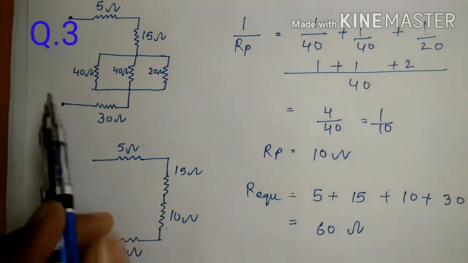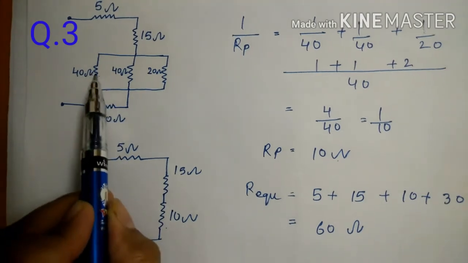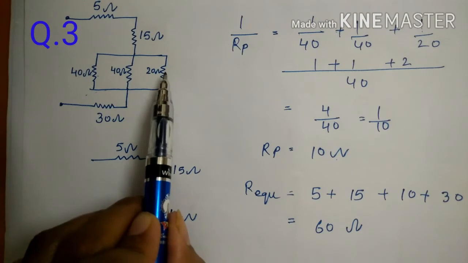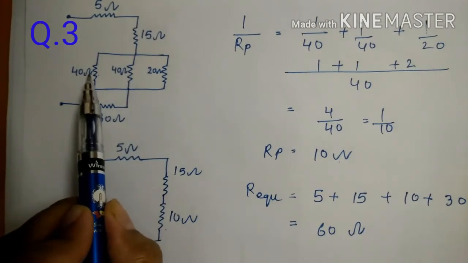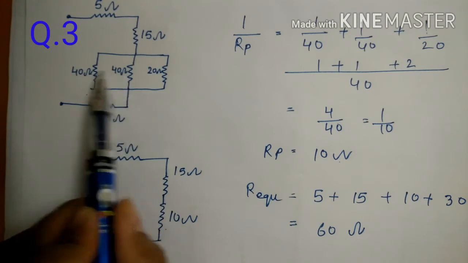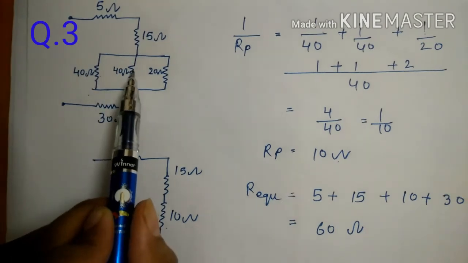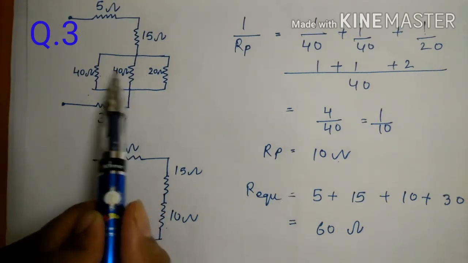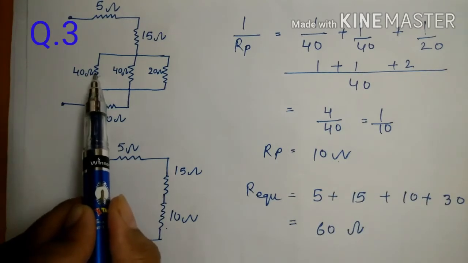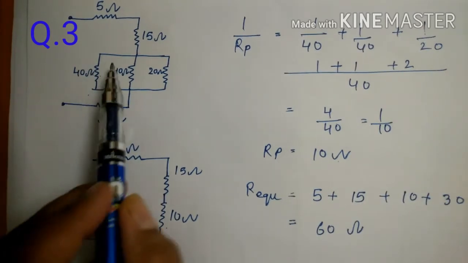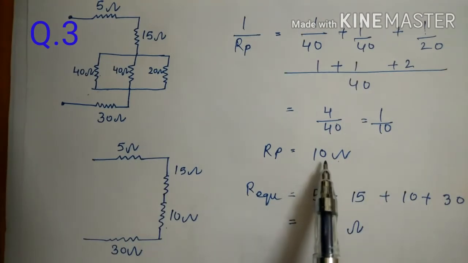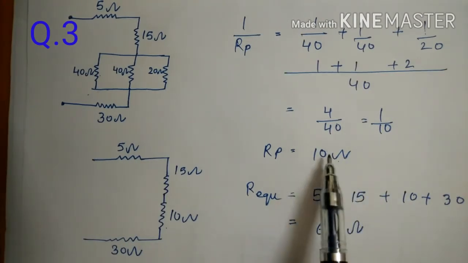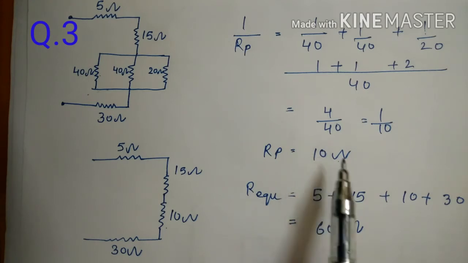One more thing: if resistors are attached in parallel and they have the same value, you can see here 40 ohm, both are the same value, then their equivalent resistance will be half of one, meaning 40, then 20, then 10. So we got the answer here, 10 ohm. So directly we can write here. Okay.